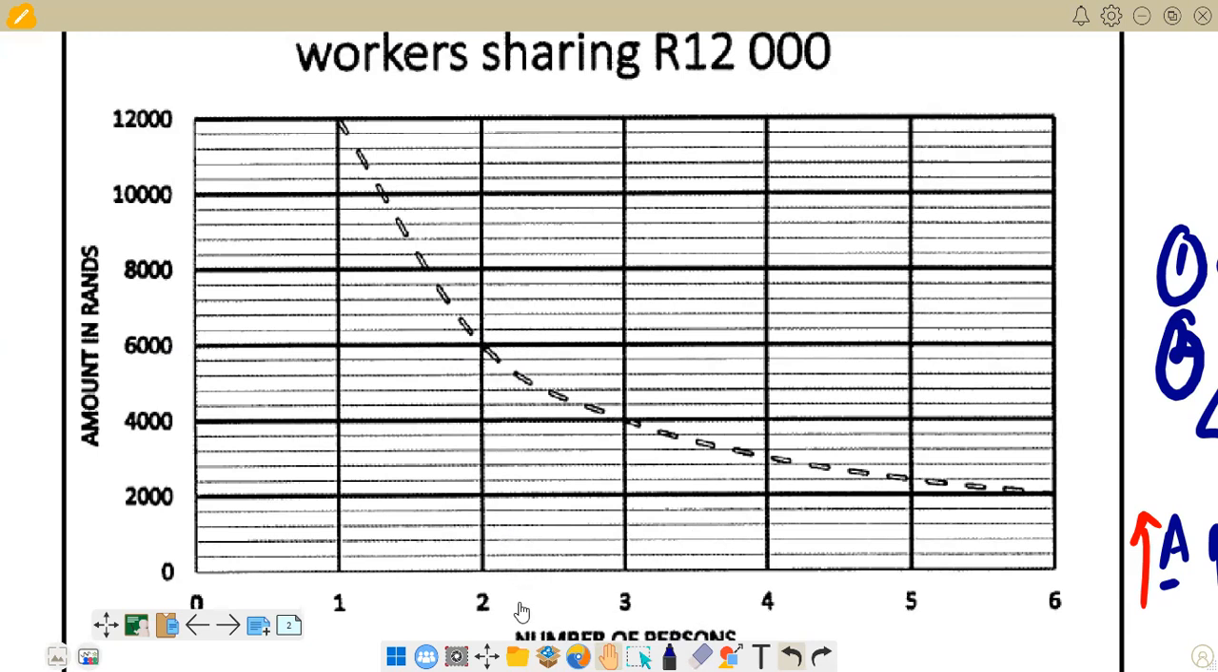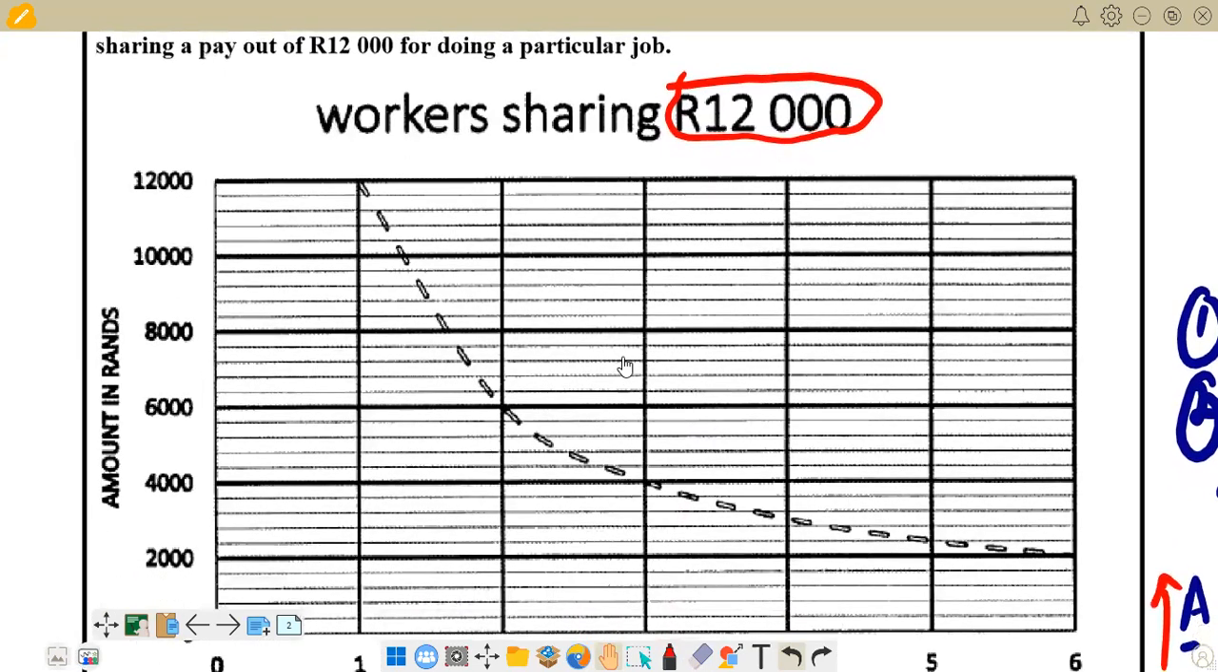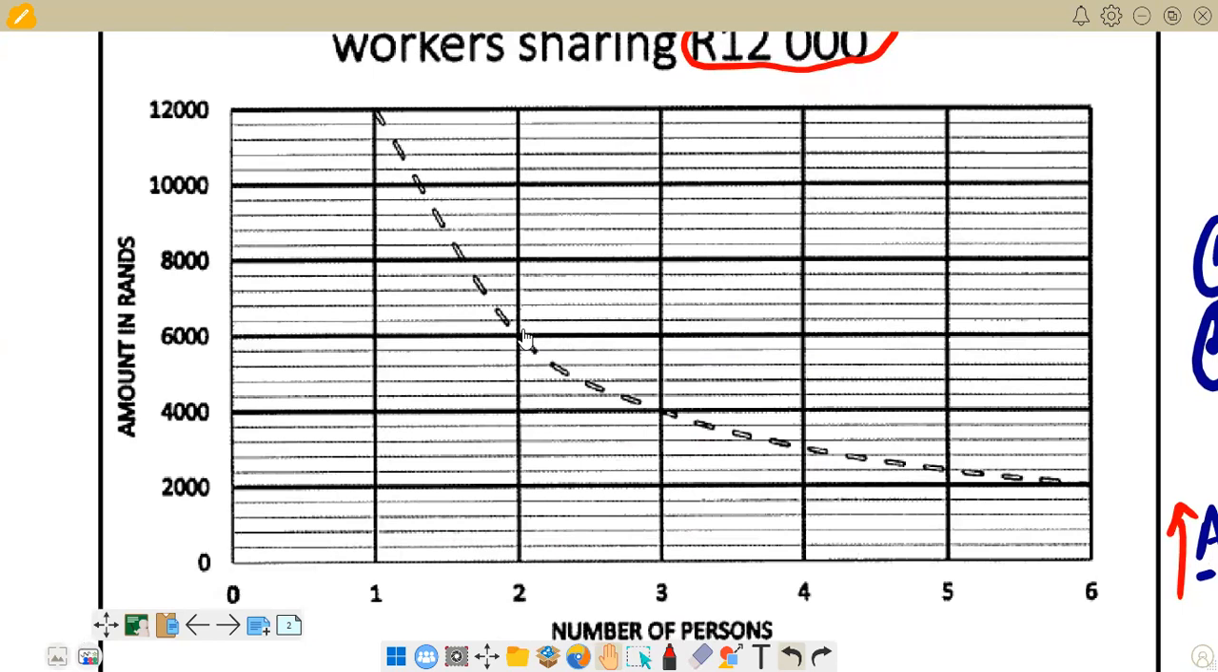So we are seeing that if we have 2 persons here, for example, the total that we are given at the beginning of this question, the workers are sharing 12,000. So when they are sharing 12,000 and we have 2 persons, each one is getting 6,000. So basically, if it's 2, we are saying 12,000 divided by 2 to get our 6,000. Then if we've got 3, we are saying 12,000 divided by 3, then we get our 4,000.